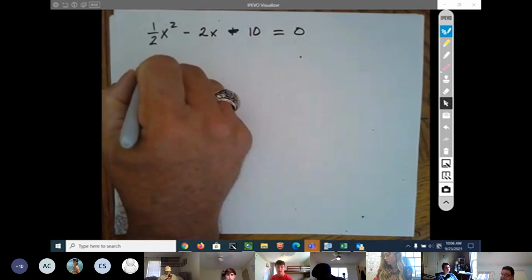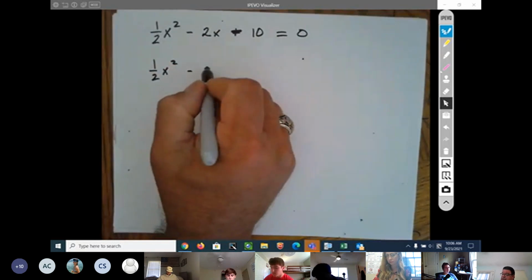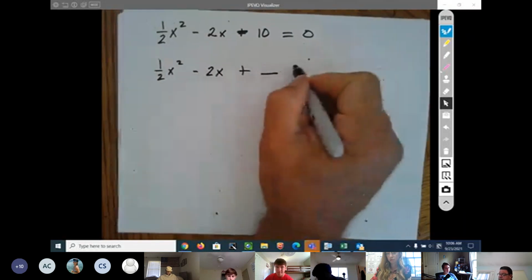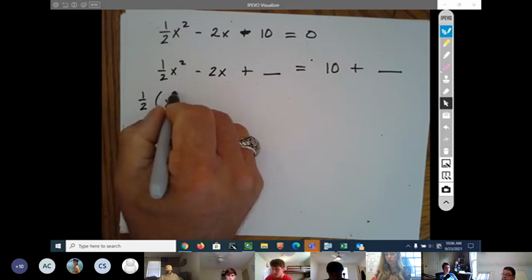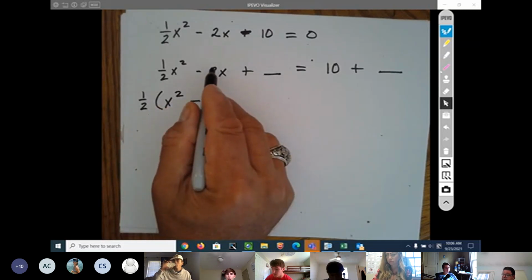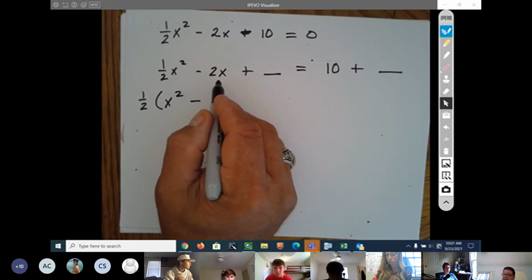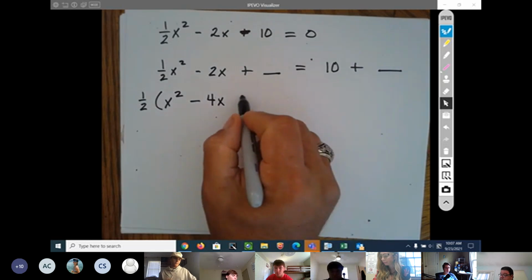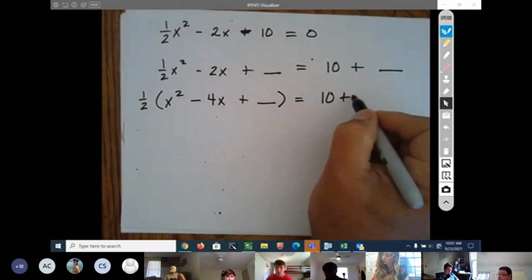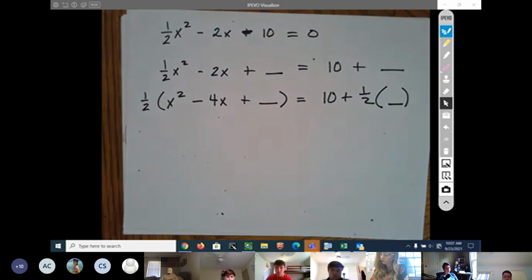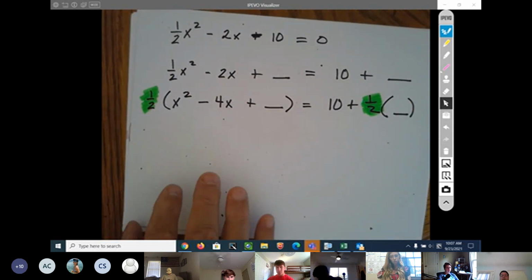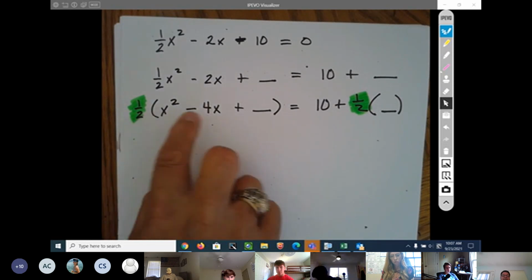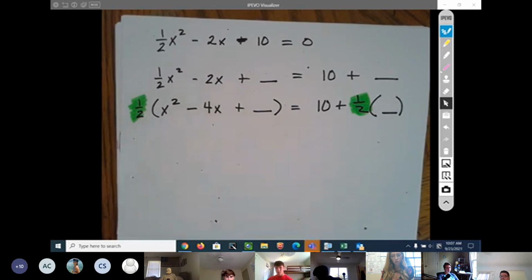So let's move on. One half x squared minus 2x plus blank is equal to 10 plus blank. We're going to factor out a 1/2. Minus, well, wait a minute. 2 divided by 1/2 is the same thing as 2 multiplied by 2, which is 4x. As always, I take my highlighter, and we factored out a 1/2 here, so we have to multiply it by that right side blank. Oh my gosh, we factored out a 1/2 and it actually made the problem easier. 4 divided by 2, we'll do that in red.